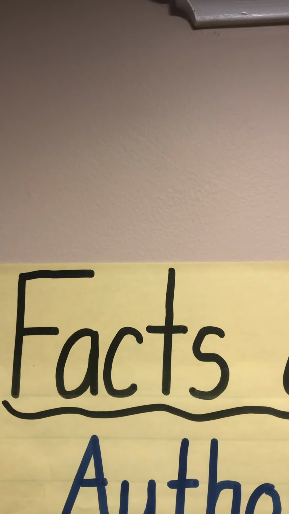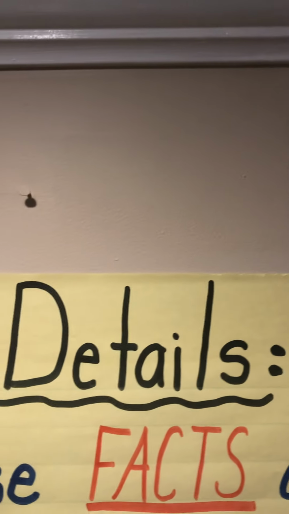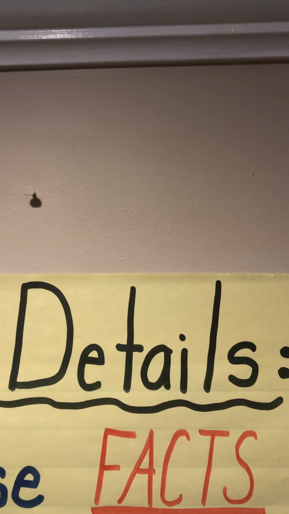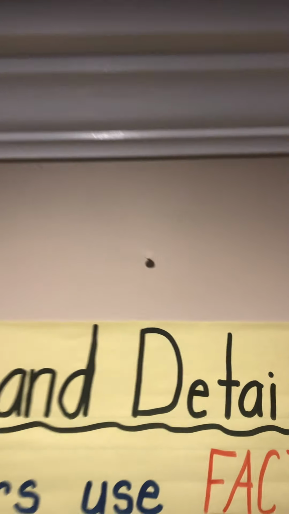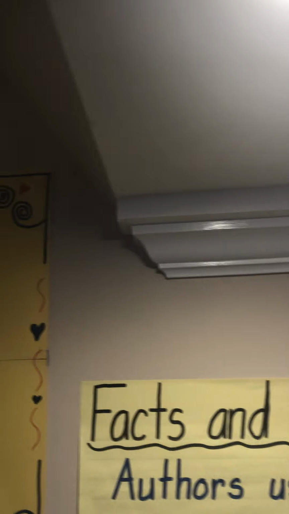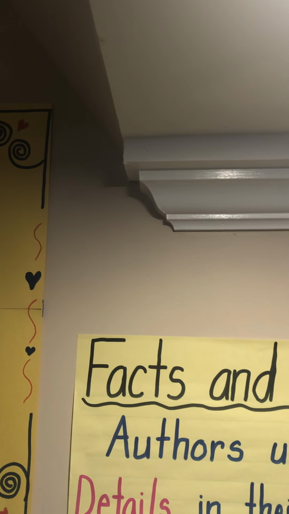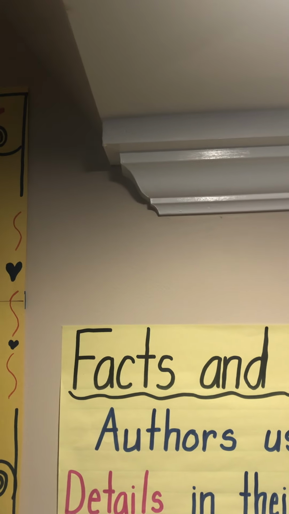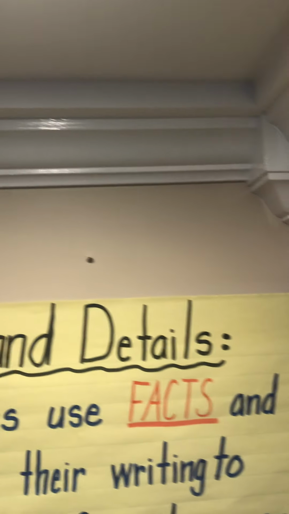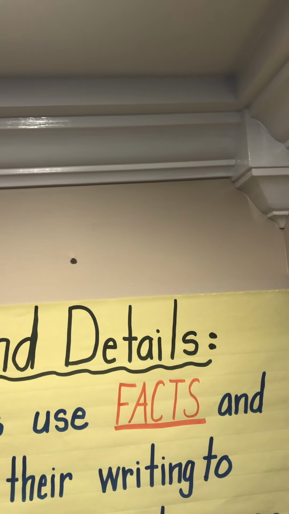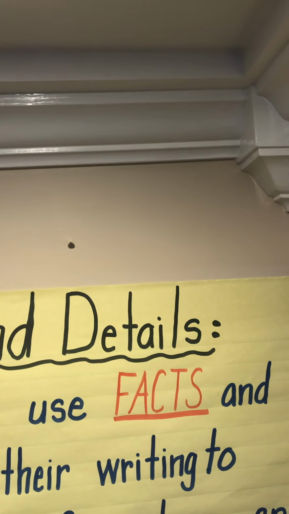We're going to talk about facts, but we're also going to talk about this word. Can you read that? Yep, you're right. It says details. Facts and details, because sometimes authors use facts to tell you about something, to prove something to you. But then they use details to kind of support those facts, to tell you more about the facts.